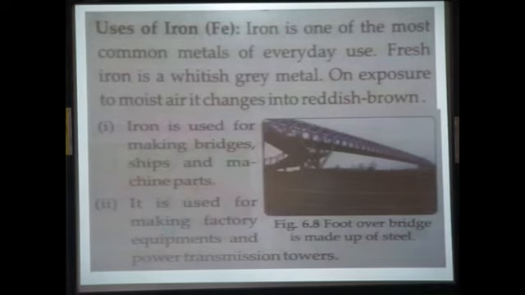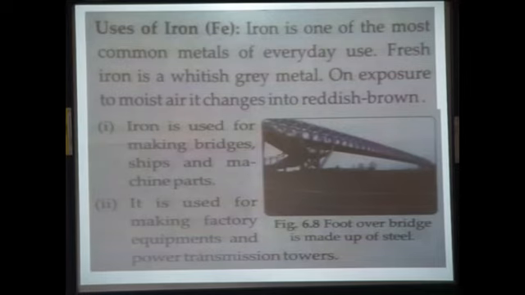Fresh iron is a whitish gray metal. On exposure to moist air, it changes into reddish brown. So whenever it comes in contact with air, it gets rust, and the color of rust is reddish brown. Then iron is used for making bridges, ships and machine parts. This is very well known to you all.